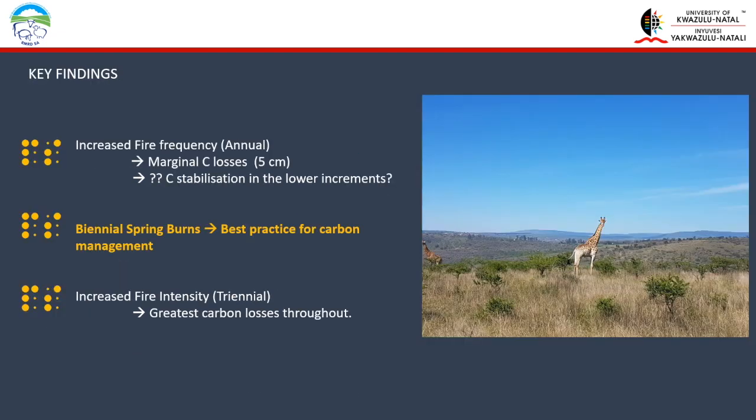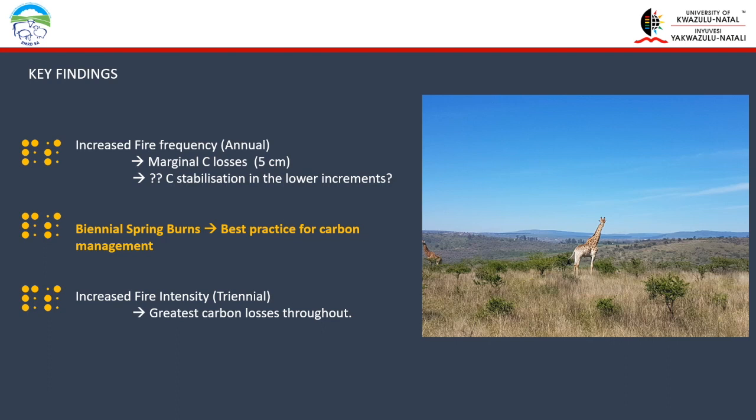To go over some of the key findings, the annual burn treatments demonstrated a drop in organic carbon, notably within the first 5 centimeters of soil, as overly frequent defoliation and reduced recovery time for grasslands may reduce the soil's capacity to build up carbon stocks in these layers.